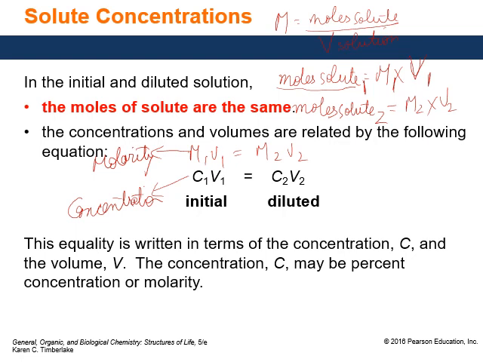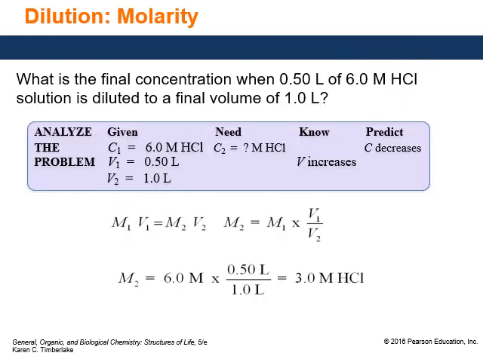Okay, what is important here? You should remember that the units of C1 and C2 have to be the same, and the units of V1 and V2 have to be the same. For instance, if V1 is in mL, your V2 has to be in mL. If your V1 is in liters, V2 has to be in liters. Okay, let's try a question.